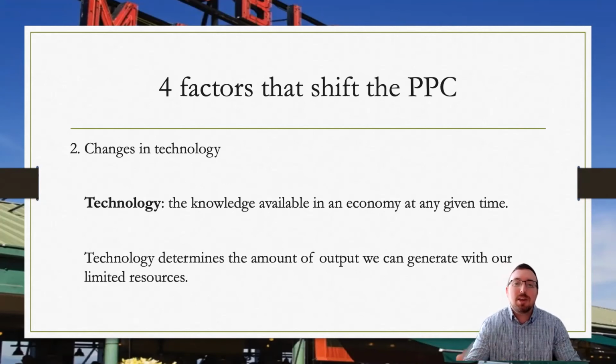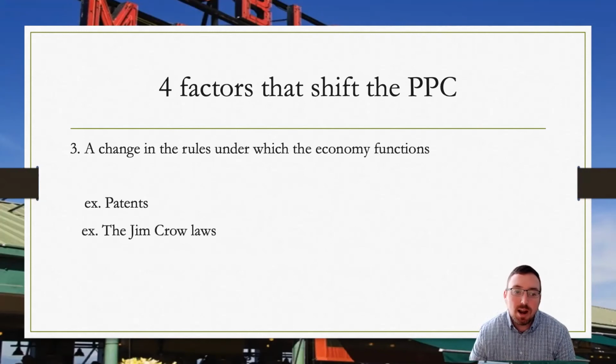Think about the time that you have now being more productive. You have more time available because of changes in technology. Your individual PPC curve is going to shift outward. It's going to shift to the right because now you can accomplish more things with the technology available. Okay, so again, that can shift the curve to the right. Number 3, a change in the rules under which the economy functions. So as rules change, the PPC curve can change with it.